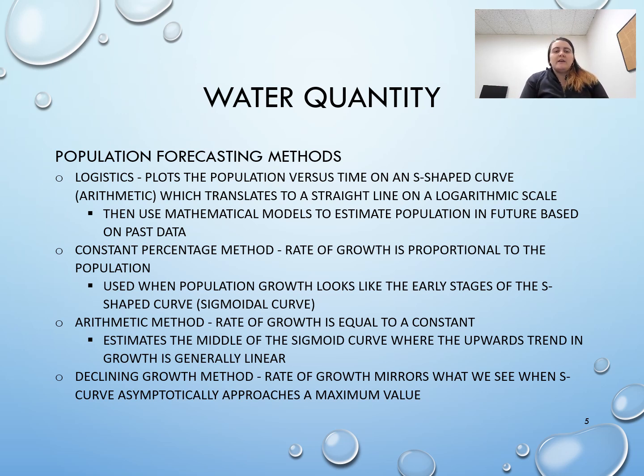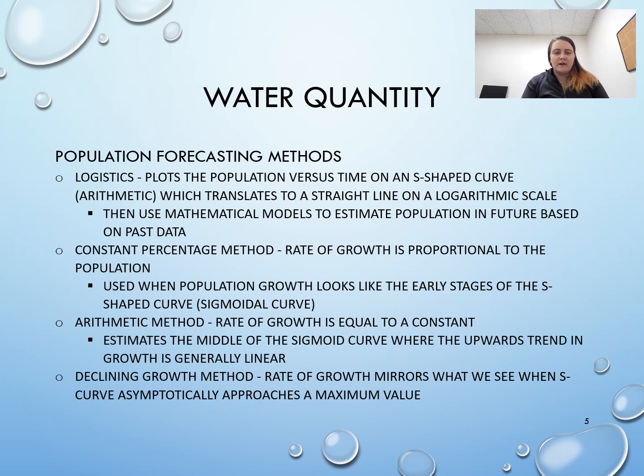We can use what we call the constant percentage method, so the rate of growth is proportional to the population, so this is more of a linear style of growth, but it's still a sigmoidal curve. We can use what's called an arithmetic method. So the rate of growth is equal to a constant. So this is going to look more linear as well. It's basically estimating the middle point of that sigmoid curve. And the idea is that the upward trend in population is generally linear. And then we can have what we call a declining growth method. So the rate of growth mirrors what we see when we kind of reach that asymptotic number, so when that graph starts to flatten out.